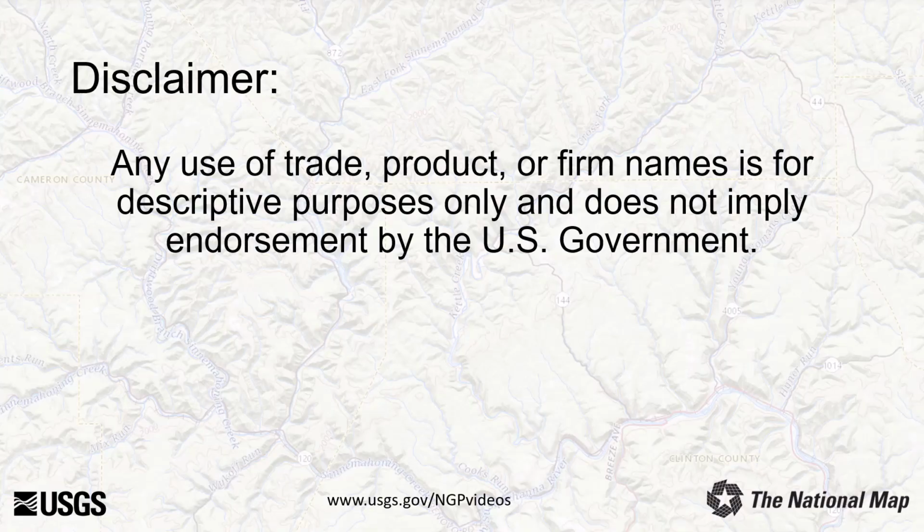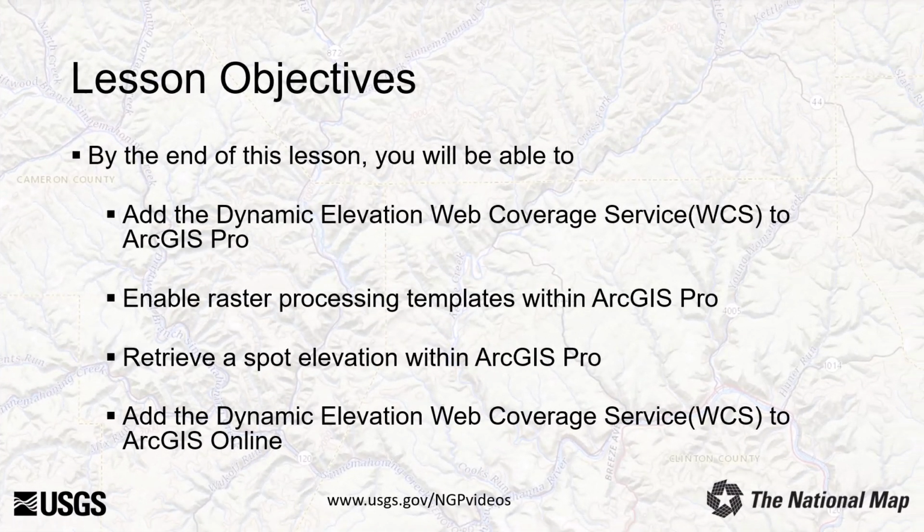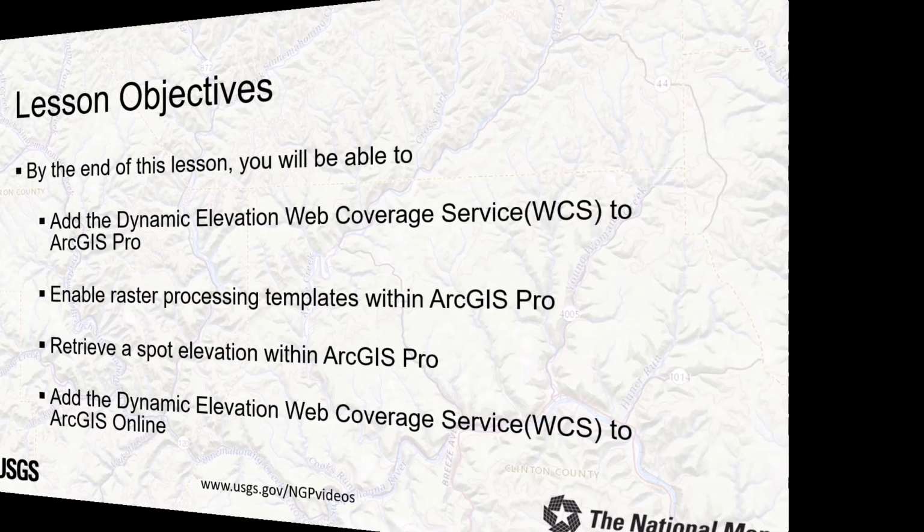By the end of this lesson, you will be able to add the Dynamic Elevation web service to ArcGIS Pro, enable raster processing templates, and retrieve a spot elevation. You will also be able to access the National Map web services in an online mapping application. For this lesson, we will use Esri's ArcGIS software.